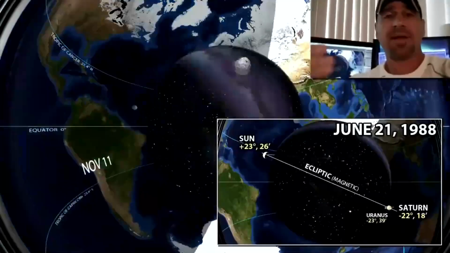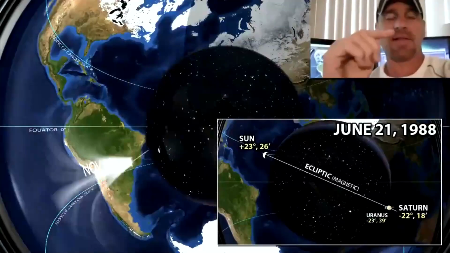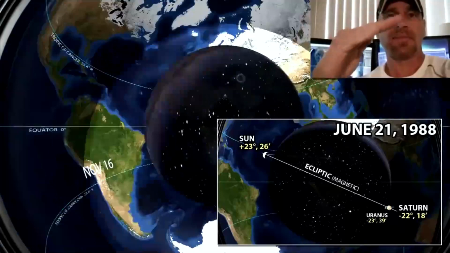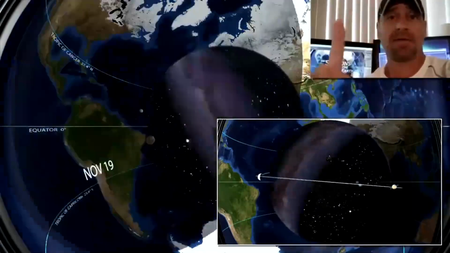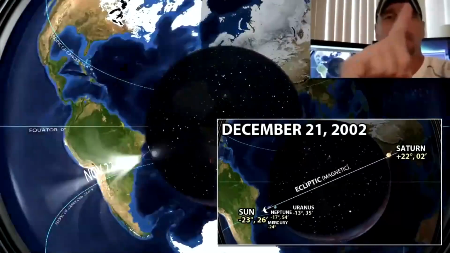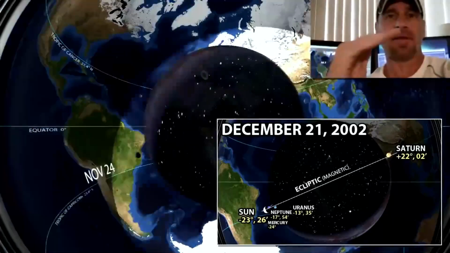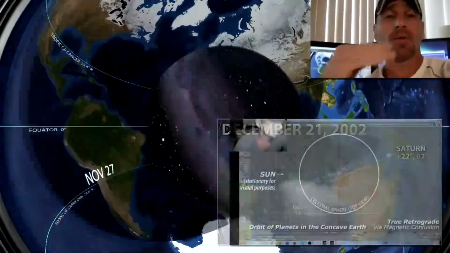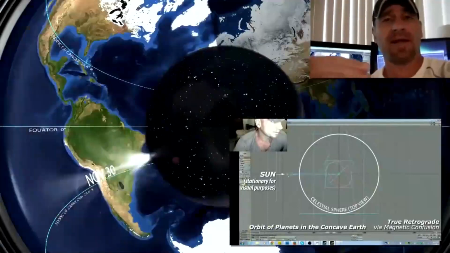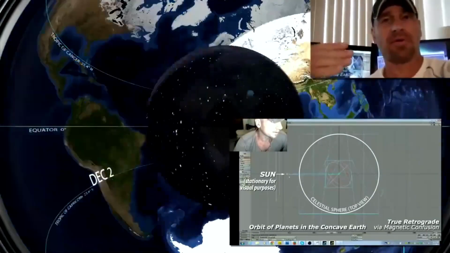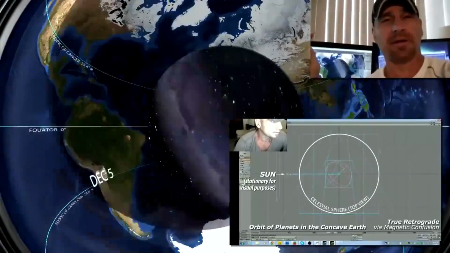The planets are all magnetically affected by the sun. So when the sun is inclined like that, the ecliptic of the planets, that magnetic ecliptic imaginary path, is going to be influenced by it as well. There's a real retrograde motion to the planet. It's not just an apparent retrograde motion caused by a supposed spinning Earth.